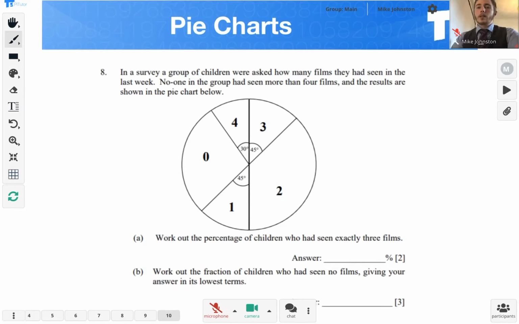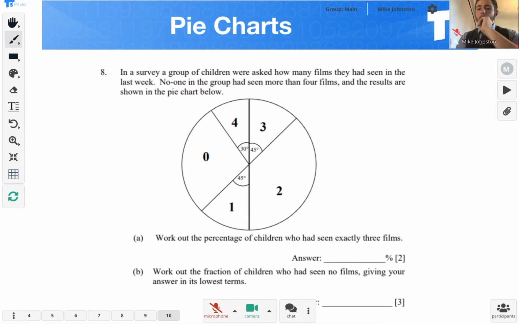Okay, so in a survey, a group of children were asked how many films they had seen in the last week. No one in the group had seen more than 4 films, and the results are shown in the pie chart below. So we need to work out the percentage of children who had seen exactly 3 films, and work out the fraction of children who had seen no films. Give your answer in the lowest terms.